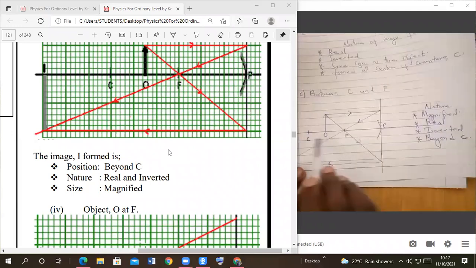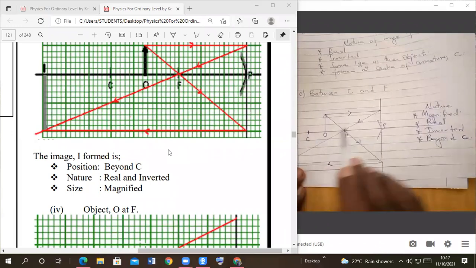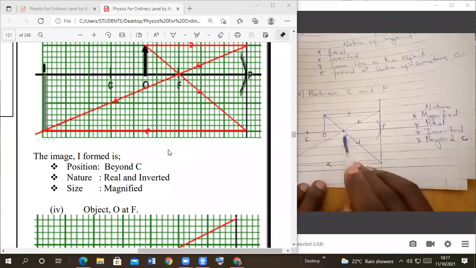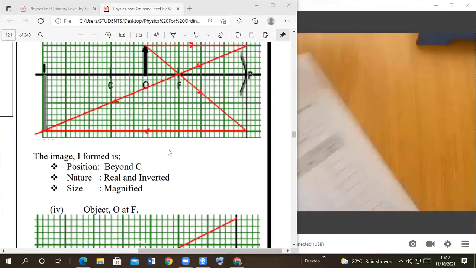Now we have seen when the object is between. Now let's see what if the object is now at point F. You see how we are moving? We started from beyond, we came to C, we came to between. Now we are at point F. So what will be the nature of the image?